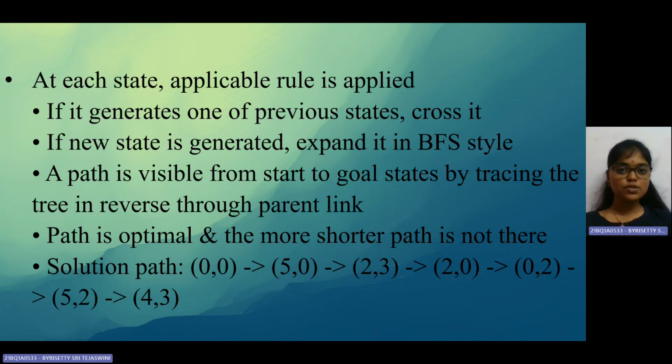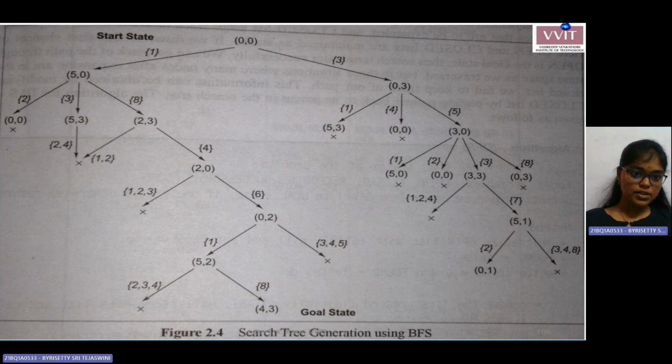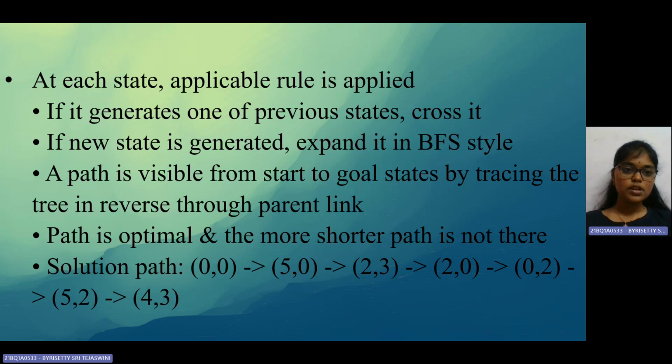So the solution path can be 0 0, 5 0, 2 3, 2 0, 0 2, 5 2, 4 3. See here the solution path is 0 0, 5 0, 2 3, 2 0, 0 2, 5 2, 4 3. So this is the shortest path for this. This is about breadth first search in AI.